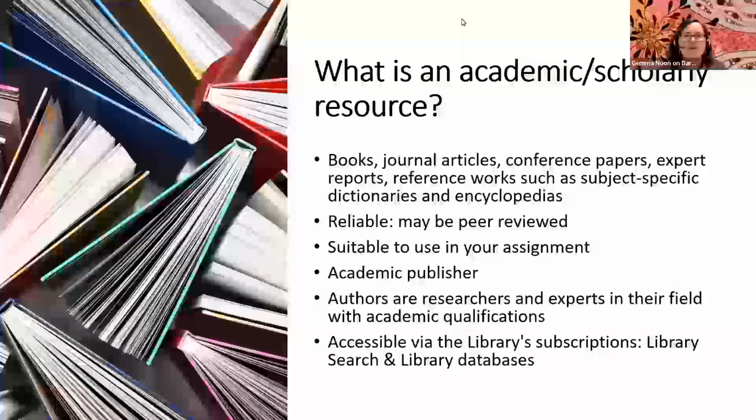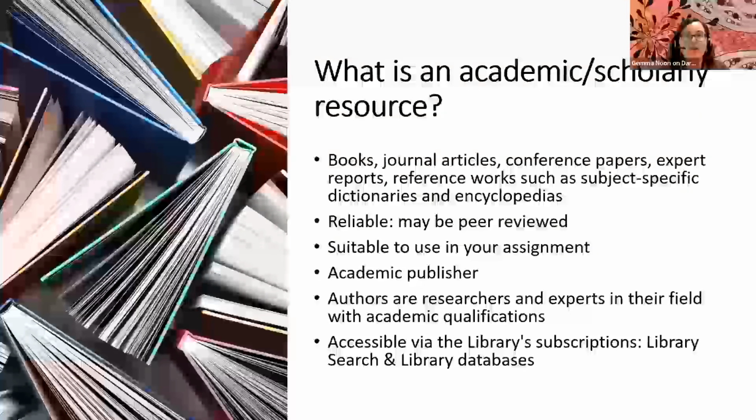Thank you, Fiona. So we're going to start off by talking about what is an academic or scholarly resource. Academic and scholarly are synonyms for each other, so you may see some information that refers to academic sources and some that refers to scholarly sources. It's the same thing. So basically, we are talking about a few different kinds of resources. We're talking about things such as books, journal articles, conference papers, reports by experts, reference works such as subject-specific dictionaries and encyclopedias. And one of the key characteristics about these kinds of sources is that they're reliable.